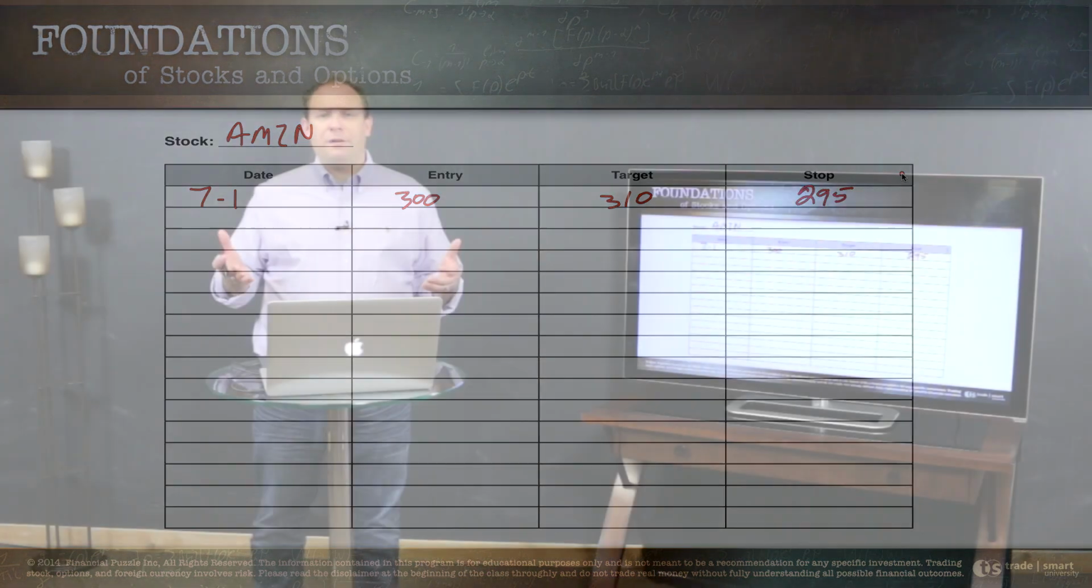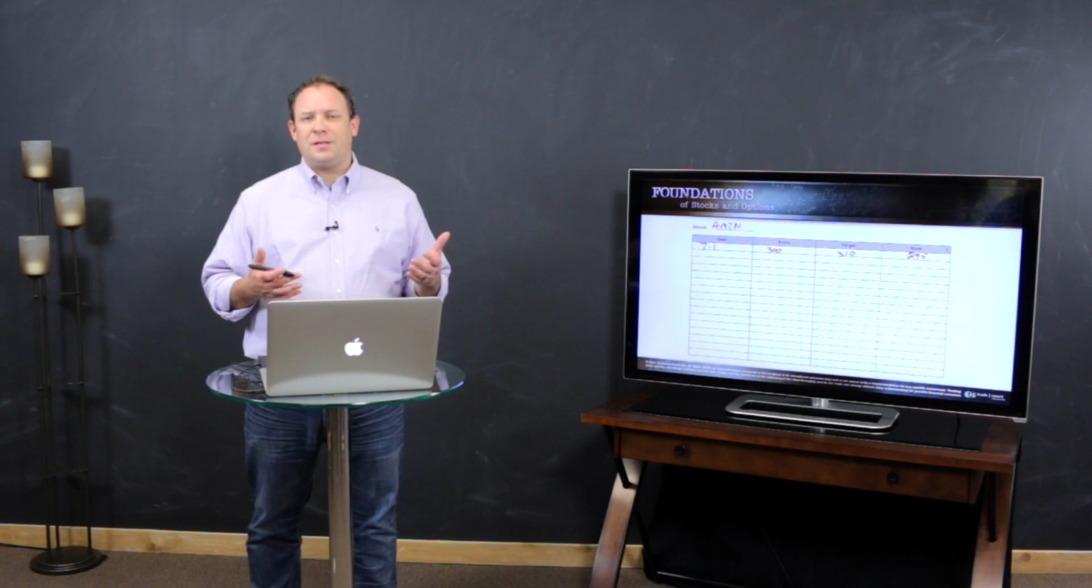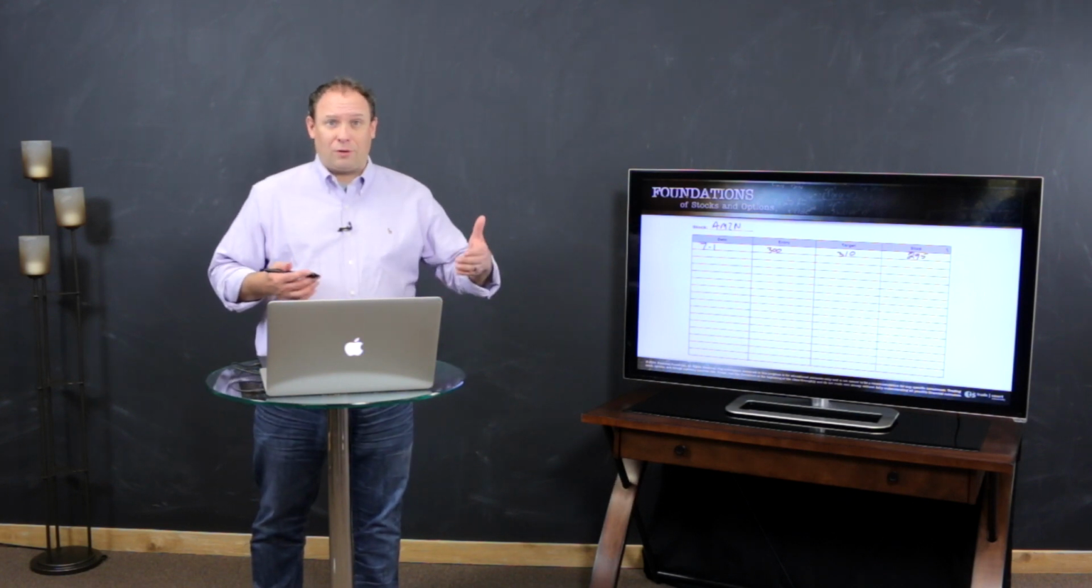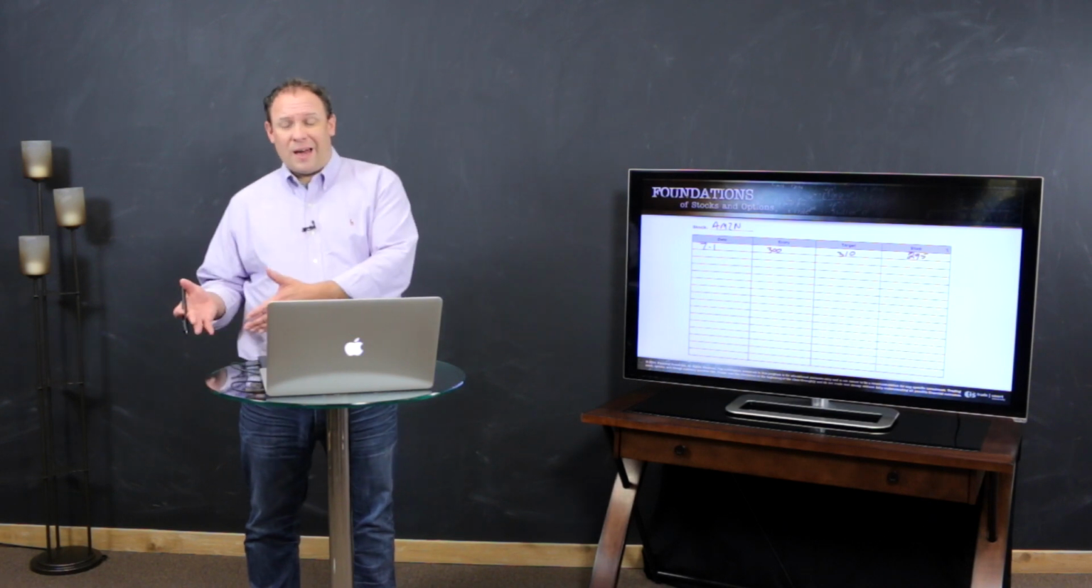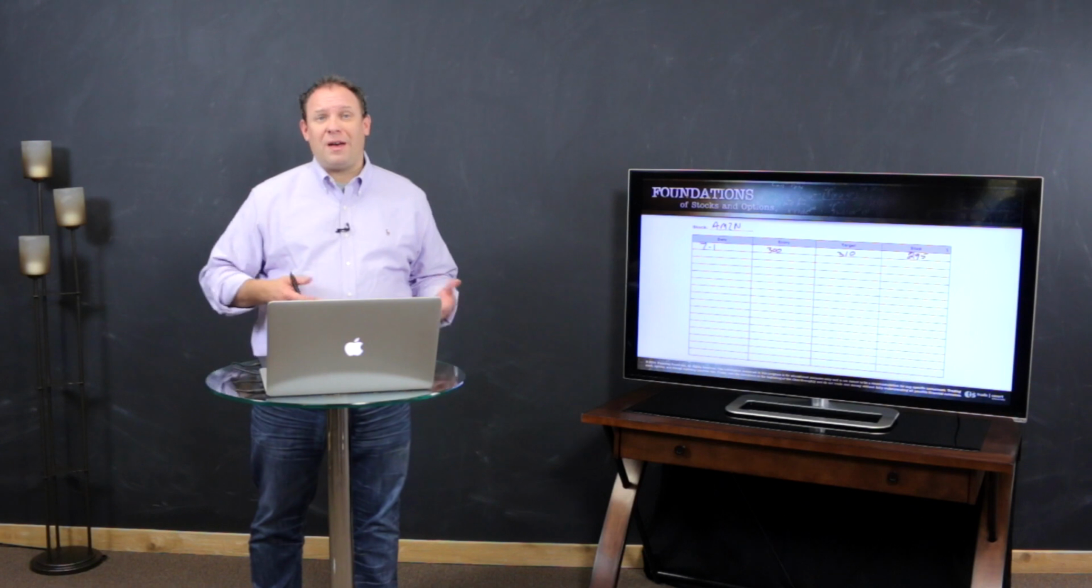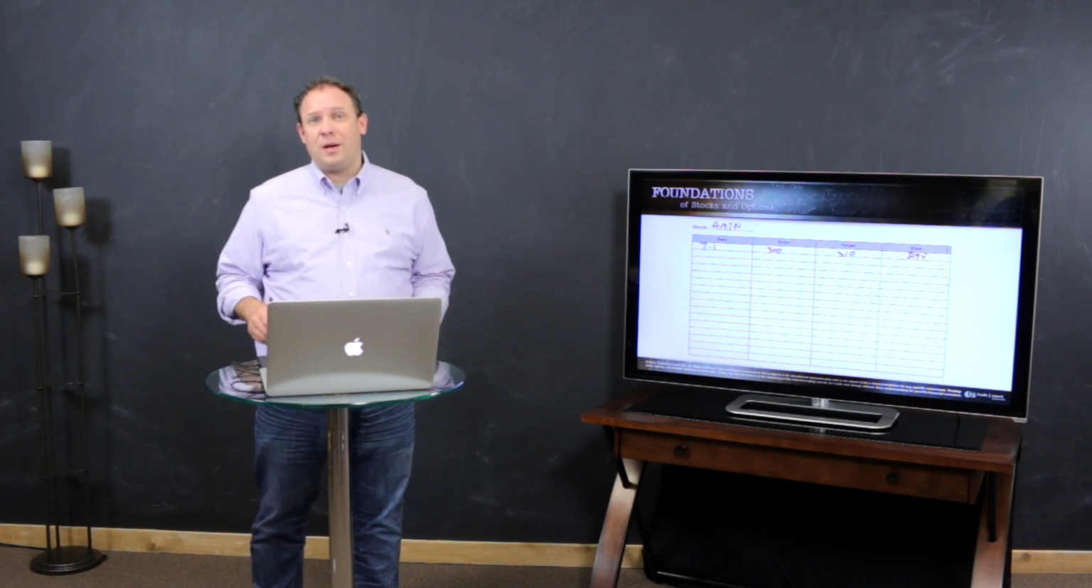And so all you've done here is you've written out your basic trading plan, and you say this is what's going to happen, and if the stock goes above $300, I'm going to buy it for a long trade. If the stock trades up to $310, I'm going to sell it. If it drops down to $295, I'm going to sell it to get out of the trade. That's your basic trading plan right there.